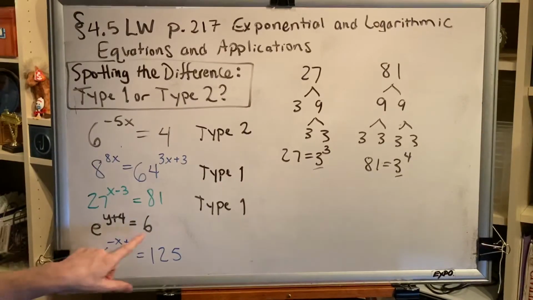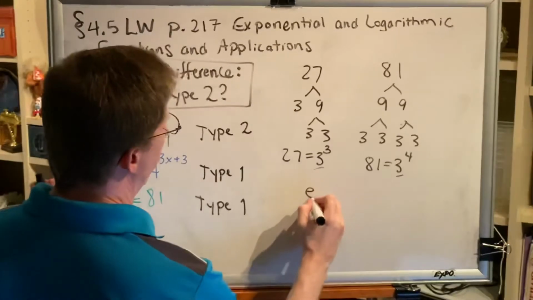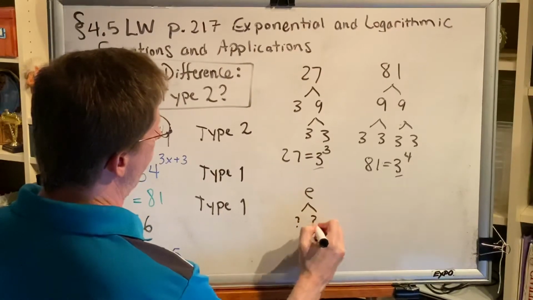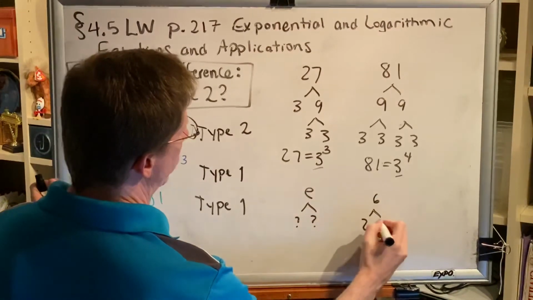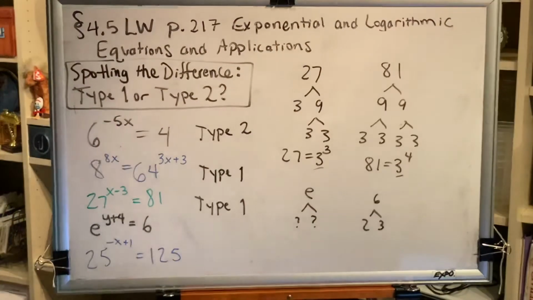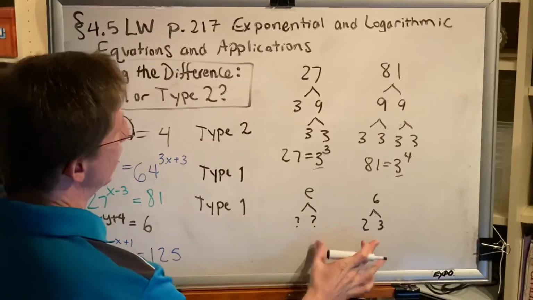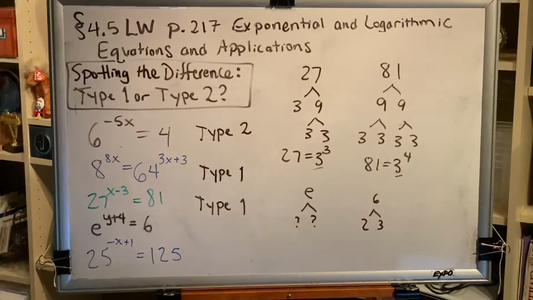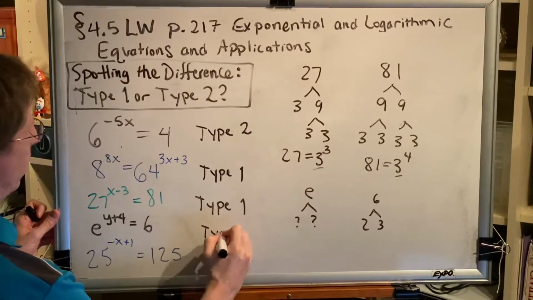Okay, next one, e and 6. Well, there's no way to break e down further, and 6 would be a 2 times a 3. So there's definitely no way to write e and 6 to look like what we have above it. This is type 2.